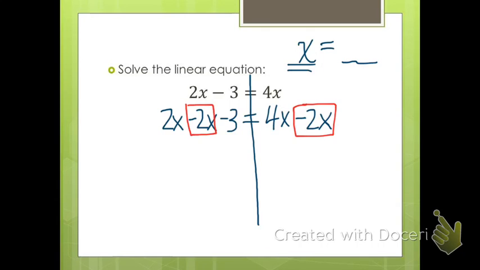Okay, so now we can simplify here. 2x minus 2x is 0x. And 4x minus 2x is the same as 4 minus 2 times x, or simply 2x. So what I have here, 0 times x is just 0. So we have negative 3 is equal to 2x.